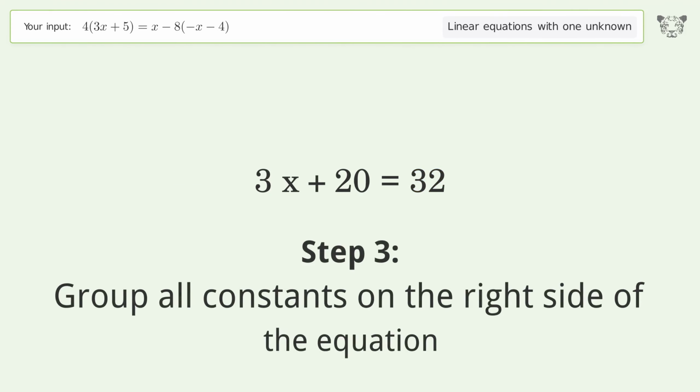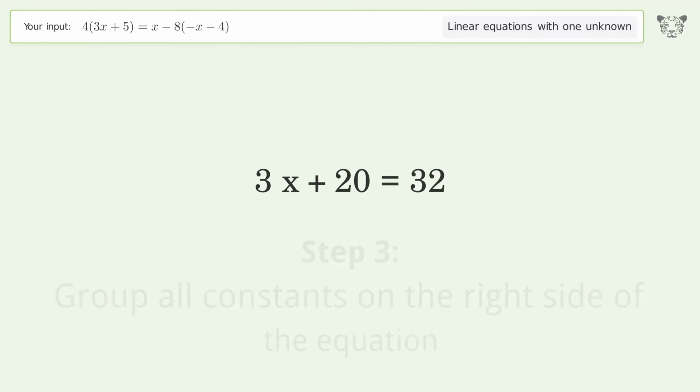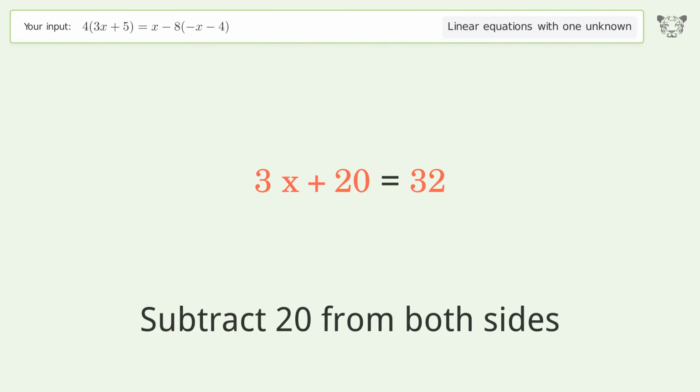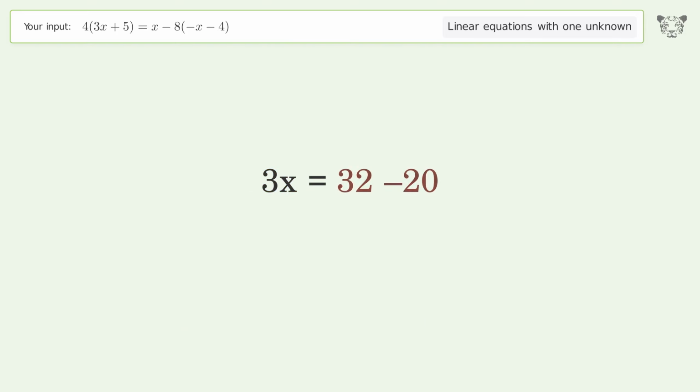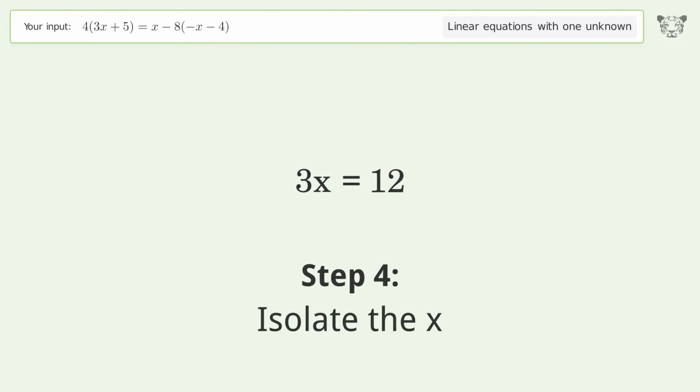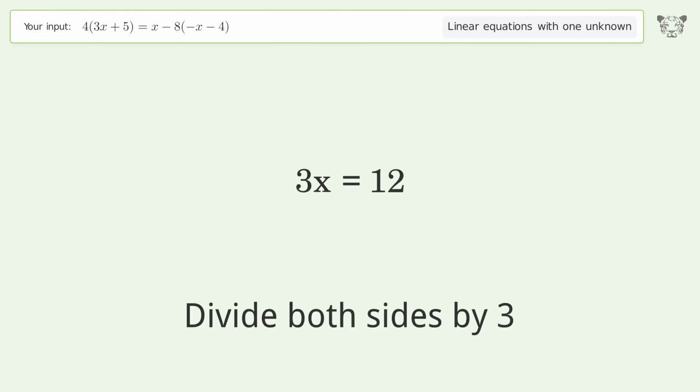Group all constants on the right side of the equation. Subtract 20 from both sides. Simplify the arithmetic. Isolate the x. Divide both sides by 3.